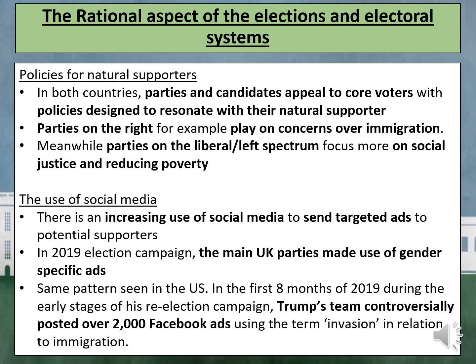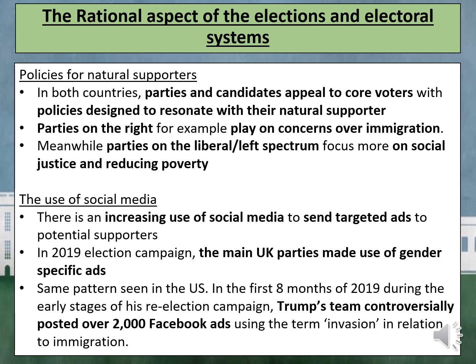In 2010, Conservative leader David Cameron spoke of reducing net immigration to the tens of thousands. Meanwhile, parties on the liberal left spectrum focus more on social justice and reducing poverty. Labour in 2019 promised to abolish universal credit and to end poverty by guaranteeing a minimum standard of living. The 2020 Democrat platform talks of an economy rigged against working families and the middle class even before COVID-19.